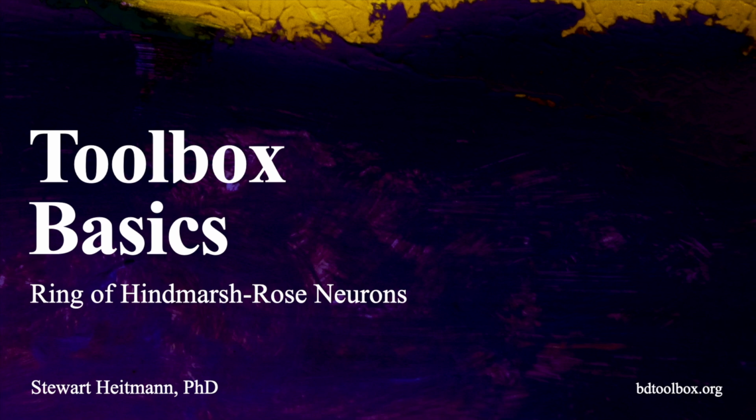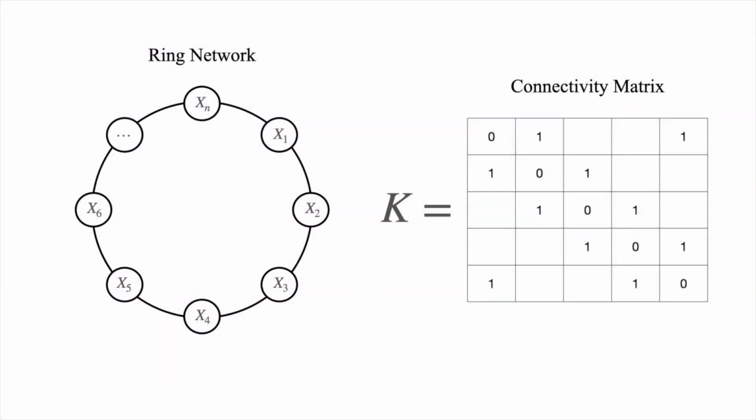So in this lecture, we're moving on to a network of Hindmarsh-Rose neurons, in particular a ring network. Just to refresh your memory, a ring is essentially a cable that folds back on itself, and the topology of that network is defined by a banded connectivity matrix such that each neuron receives input from its neighbors to the left and to the right, but no others.